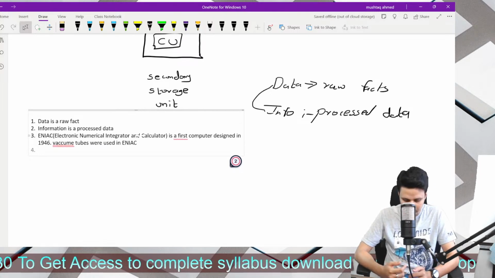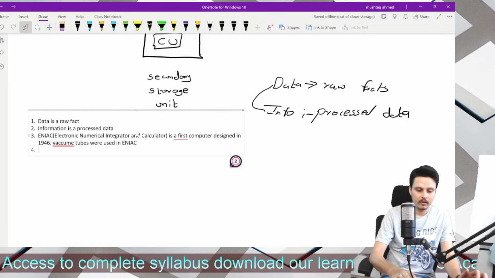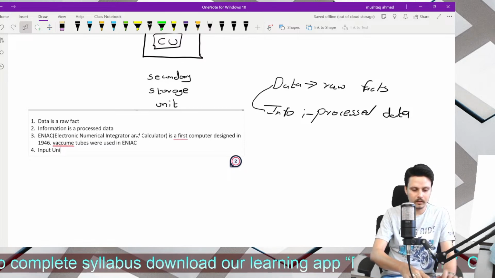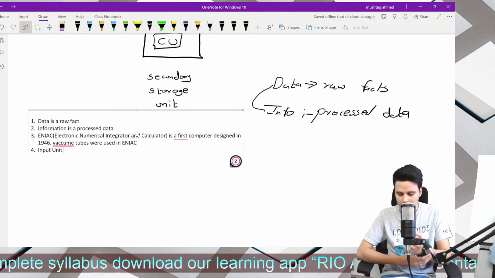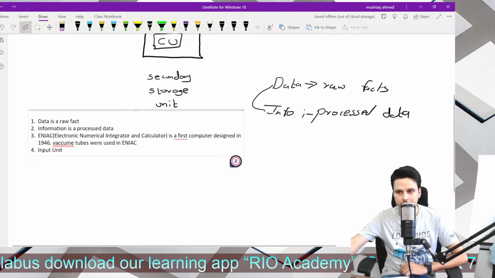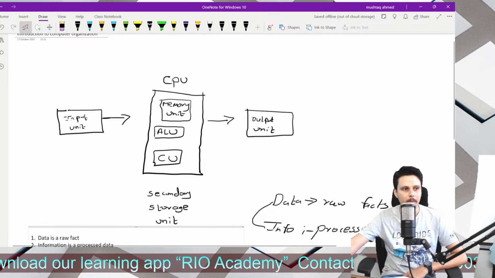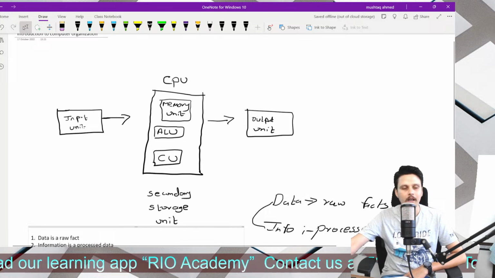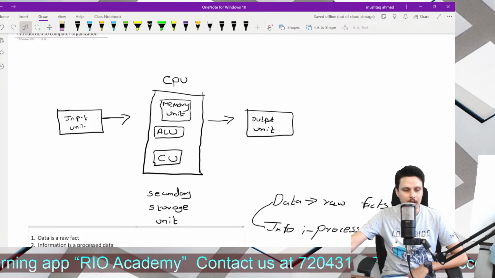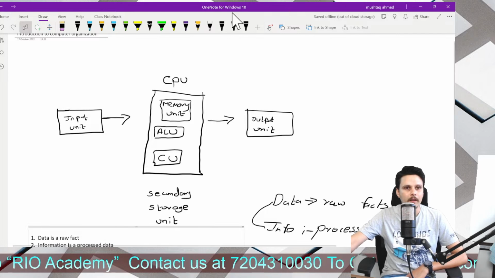So the next key point is input unit. What do you mean by input unit? Input unit is a unit which is used to feed the data to the computer. It means which is used to input the data to the computer.